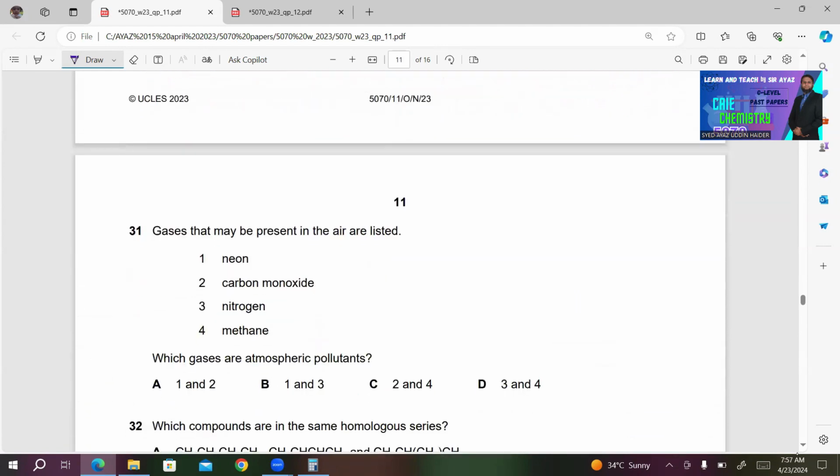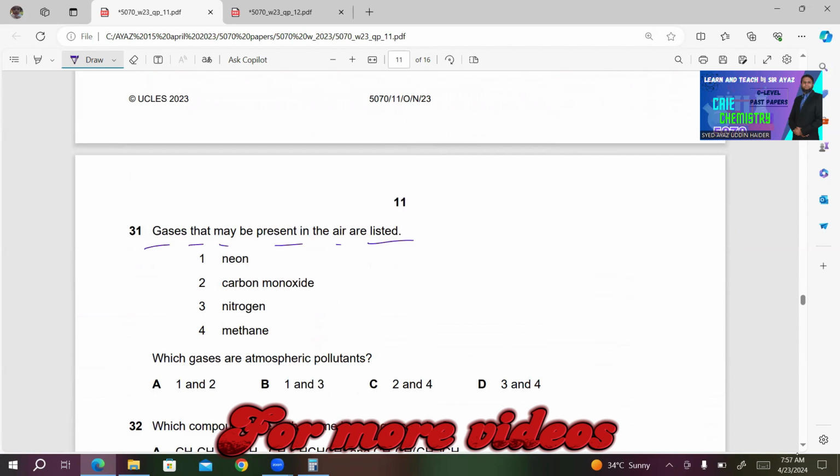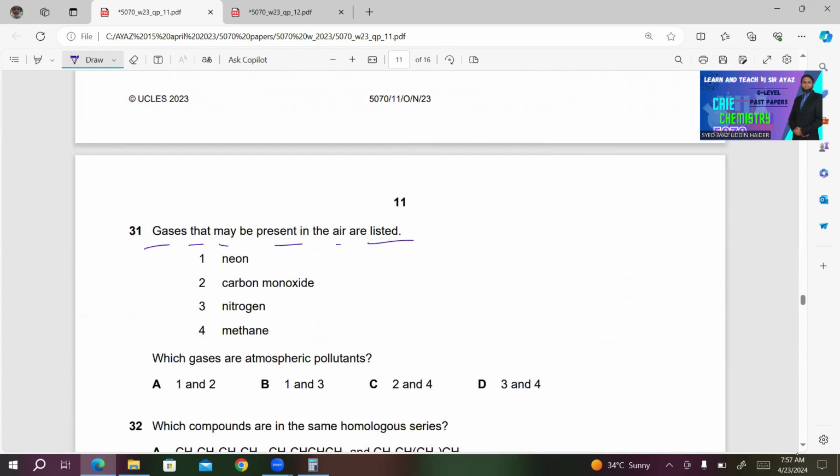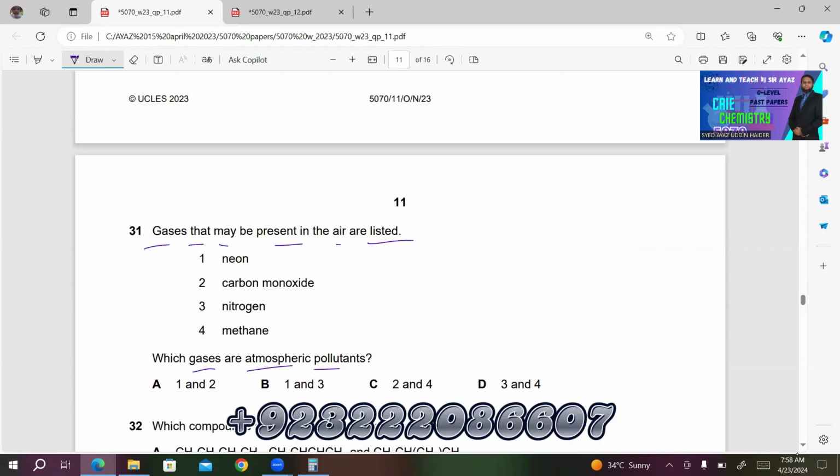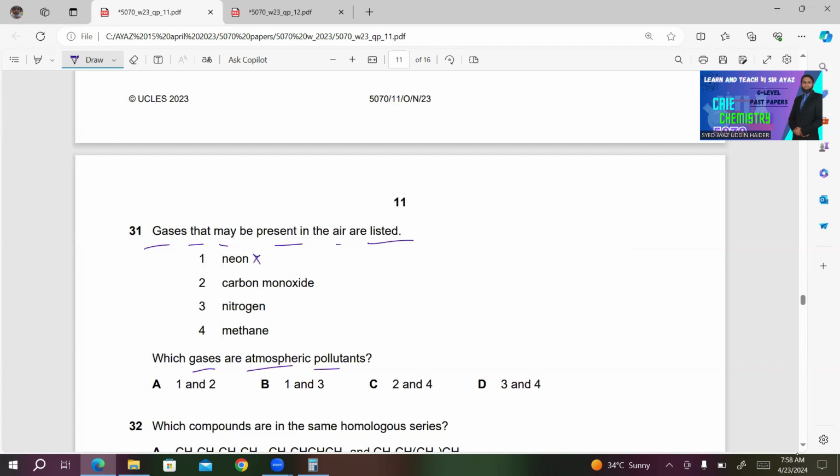Moving to the next question. Gases that may be present in the air are listed. Number 1, neon. Number 2, carbon monoxide. Number 3, nitrogen. Number 4, methane. Which gases are atmospheric pollutants? So neon is present in the air, even if in very small quantity, but it's not responsible for pollution. So 1 is incorrect. What about 2, carbon monoxide? Yes, it's a pollutant. Carbon monoxide is a poisonous gas.